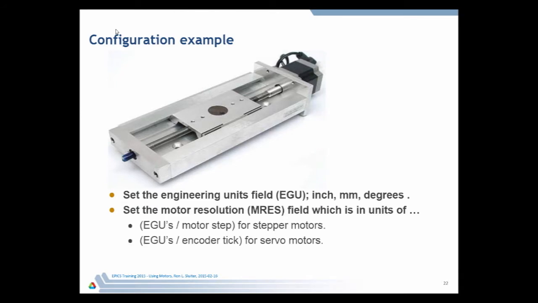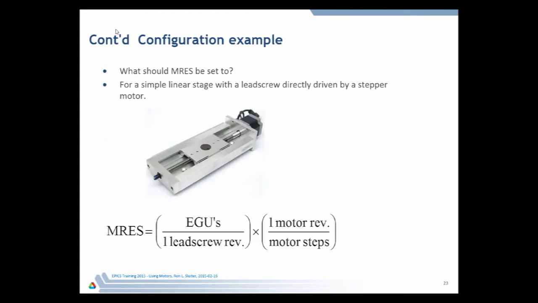And then you have to set the motor resolution to the engineering units per step if you've got a stepper motor, or engineering units per tick if you're dealing with a servo system. So in this example, you have a very simple directly driven stage with a lead screw. Basically, all you have to do is know what the pitch of the lead screw is in engineering units per rev of the lead screw. Multiply that by the number of steps per revolution of the motor, and that's your MRES.